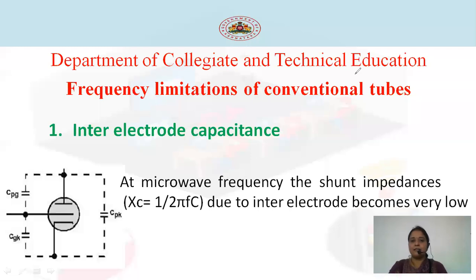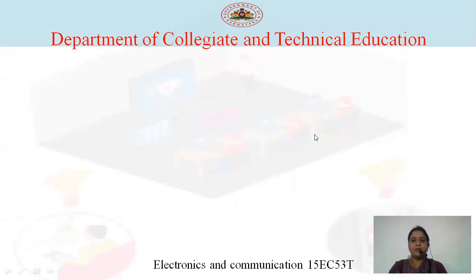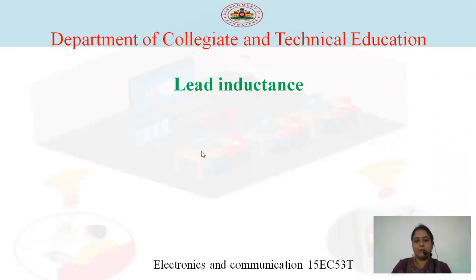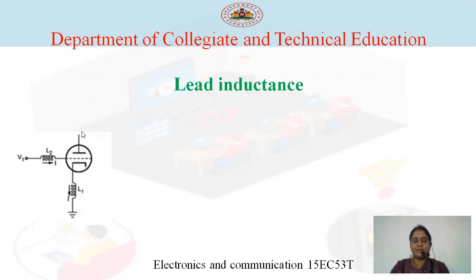Now, if you consider the lead inductance here: every lead which we are connecting to these terminals is a wire lead. For example, gate, plate, and cathode, or emitter, base, collector, or anode, cathode, and gate. To those terminals, whenever you want to feed some input or take output, we make connections with wires.